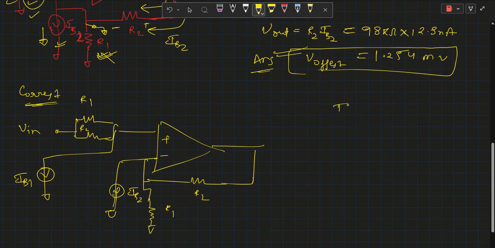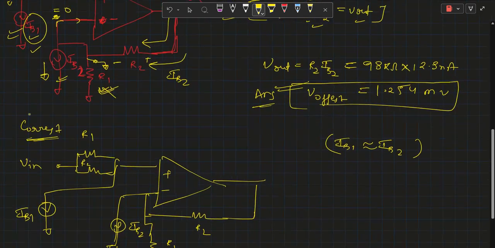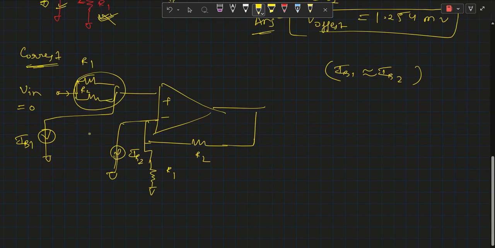To compensate this R2 IB2 offset voltage. And one other thing is that IB1 and IB2 are very small, so they are very similar or the same in magnitude. When V in is zero, all the IB1 current will flow through the combination of these two resistors, which is R1 parallel R2, and due to this, there is some voltage drop.